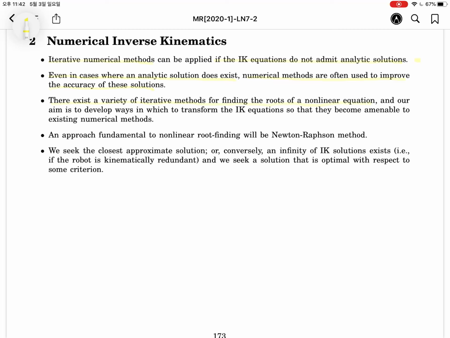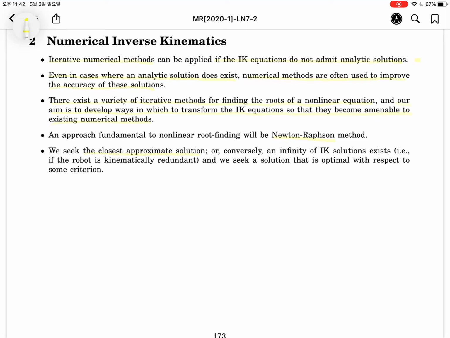There exists a variety of iterative methods for finding the roots of a nonlinear equation, because the kinematic problem is always nonlinear. Our aim is to develop ways in which to transform the IK equations so that they become amenable to existing numerical methods. As a representative iterative numerical method, Newton-Raphson will be used here.